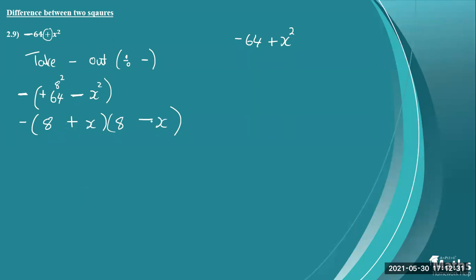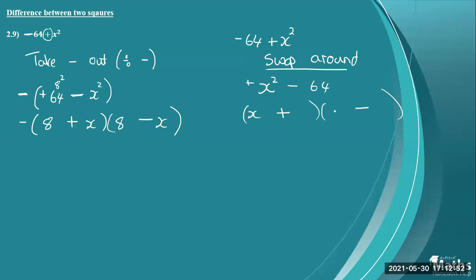So you can write it like this, or you can swap around. If I swap this one around, it's positive x squared minus 64. Open up your two brackets. X in the first one, square root of 64 is 8. So I can also write it as 8 squared.